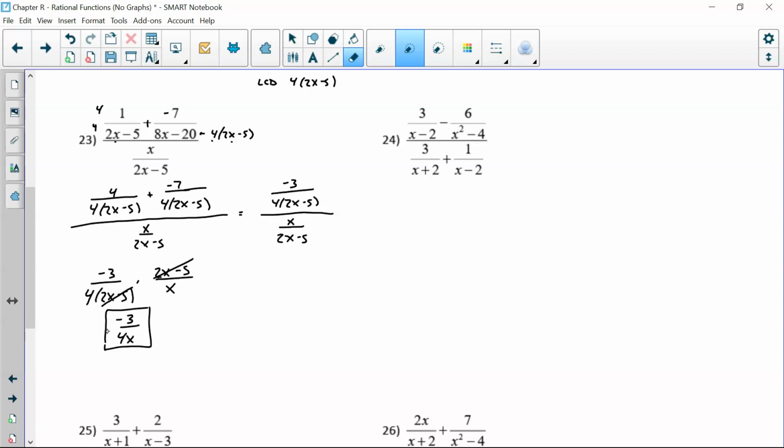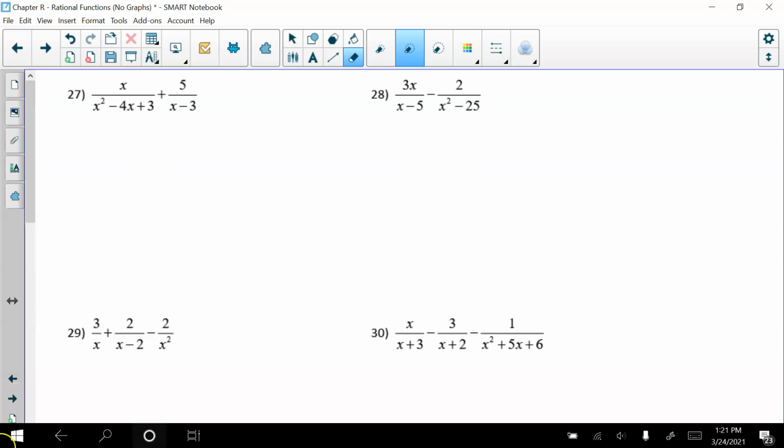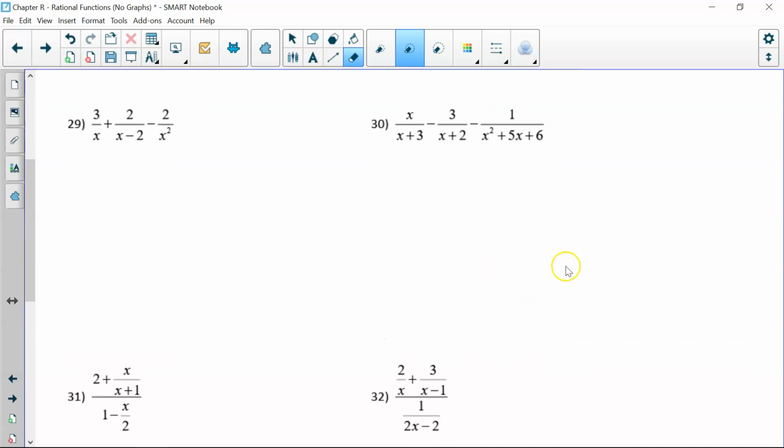On the next page, please, let's go to problem number 30. Number 30, we have 3 fractions here, and that's okay. Now, you see how we have the minus? Change it. Put plus, make it a negative 3, plus, make it a negative 1. Makes things a lot easier. Now, when we factor, we can't factor the first fraction, can't factor the second fraction, but the third one, that's just x plus 3, x plus 2.